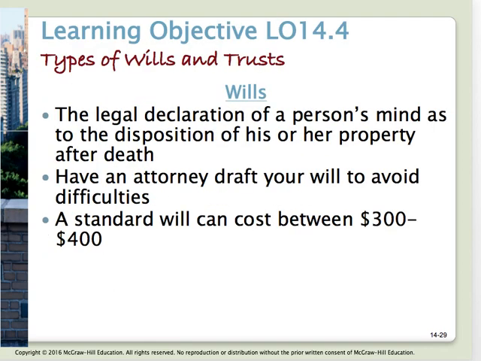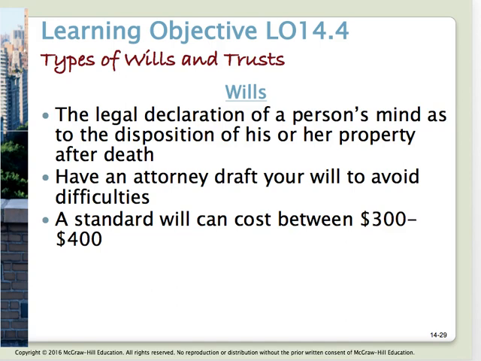Which is going to move us into learning objective number 4, which is types of wills and trusts. Once you've made up your mind as to what you'd like to do with what's left of your estate at the time of your death, then you need to draw up a will, which is a legal declaration of your mind as to the disposition of your property after your death.